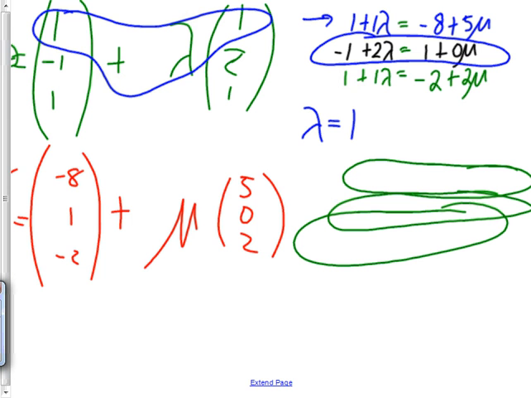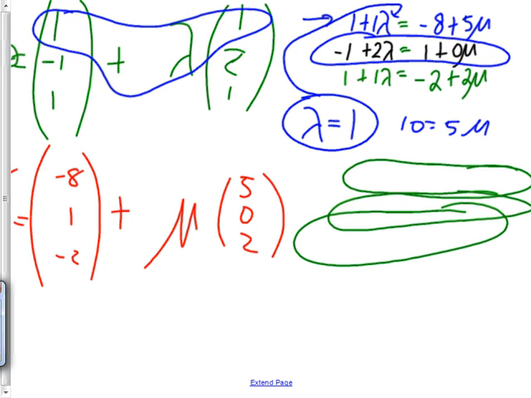Well, once I know lambda is 1, I'm going to stick it anywhere I want. So I'll stick it up in here and put a 1 there. So then it's saying 1 plus 1 times 1, which means 1 plus 1, which is 2. 2 is equal to -8 plus 5 mu. So then I'm going to add 8 to both sides, and I'll have 10 is equal to 5 mu, and then mu must equal 2. So then I know lambda and I know mu.